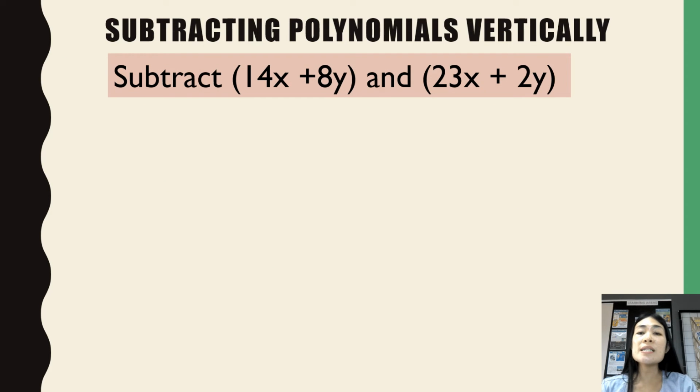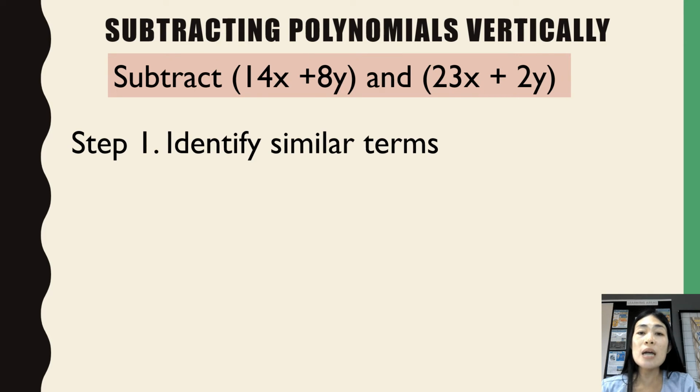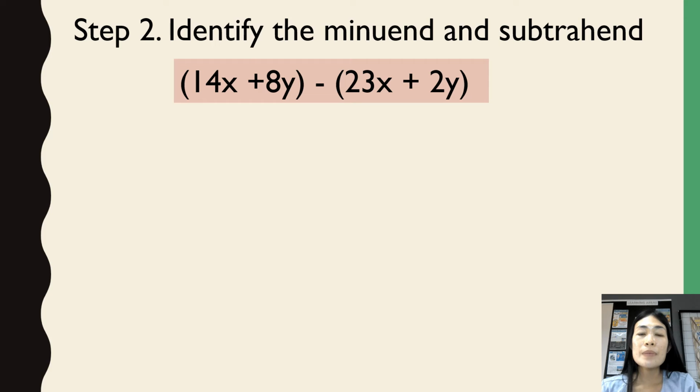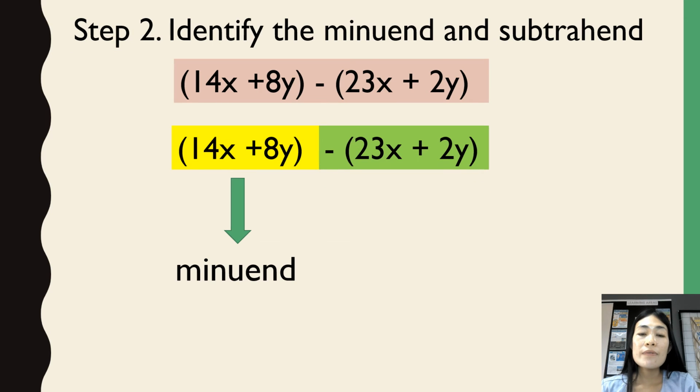Subtracting polynomials vertically. The same example, we have 14x plus 8y and 23x plus 2y. So we have the same steps in subtracting polynomials via horizontal or vertical method. First is to identify the similar terms. These are the similar terms of this polynomial. Then identify the minuend and the subtrahend of the given. So that is the minuend and the subtrahend.